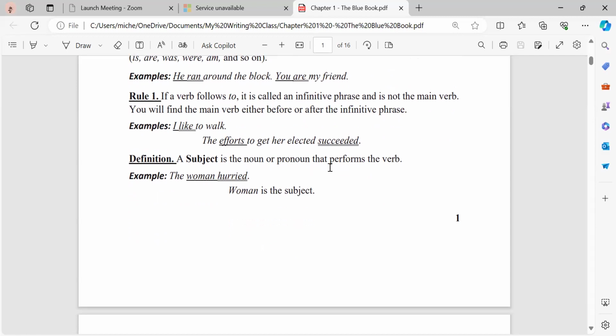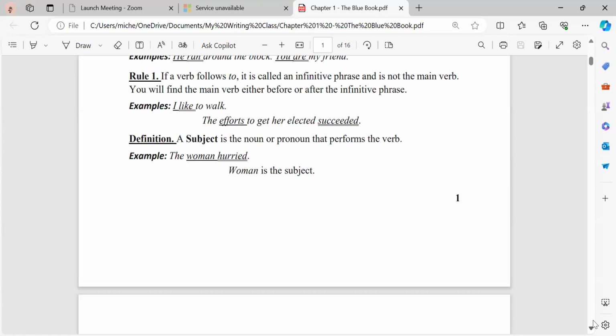So a subject is a noun or pronoun that forms the verb. For example, right here, effort is a noun, and woman is also a noun, unless it is she, then it will be a pronoun. So in the woman hurried, woman is the subject right here.